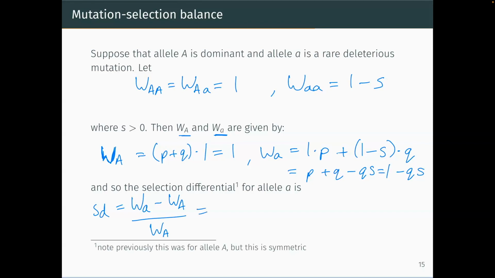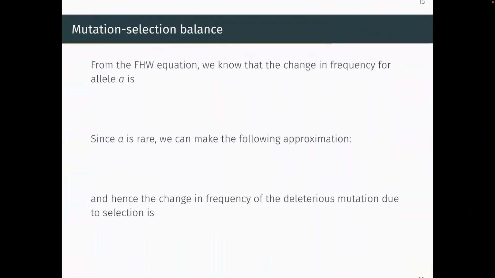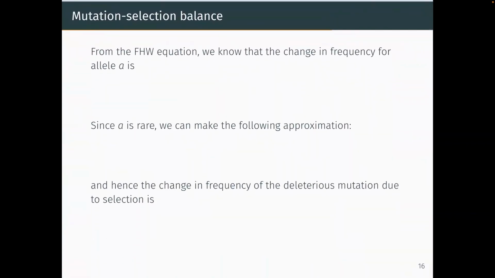Okay, so we have the fitnesses above, so we just need to write those in. We're going to have 1 minus Qs minus 1 on the top and 1 on the bottom, which is just minus Qs. So that's just our selection differential. I'm going to put a pin in that and come back to it in a minute.